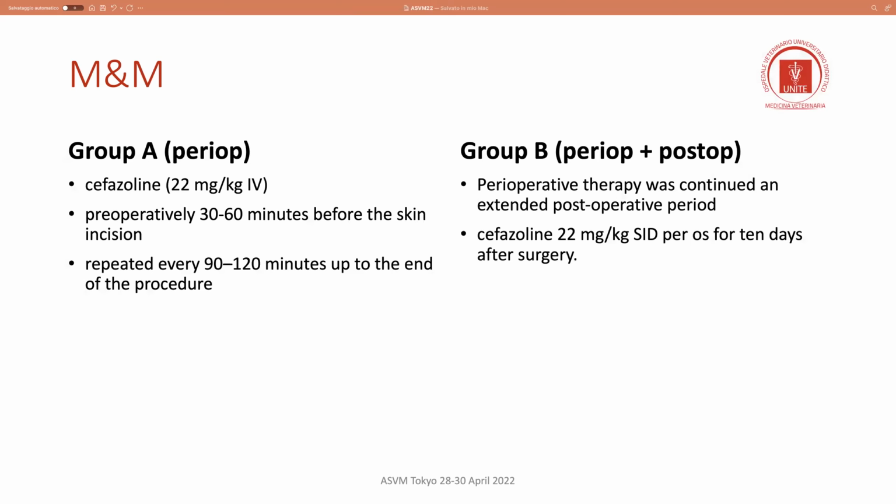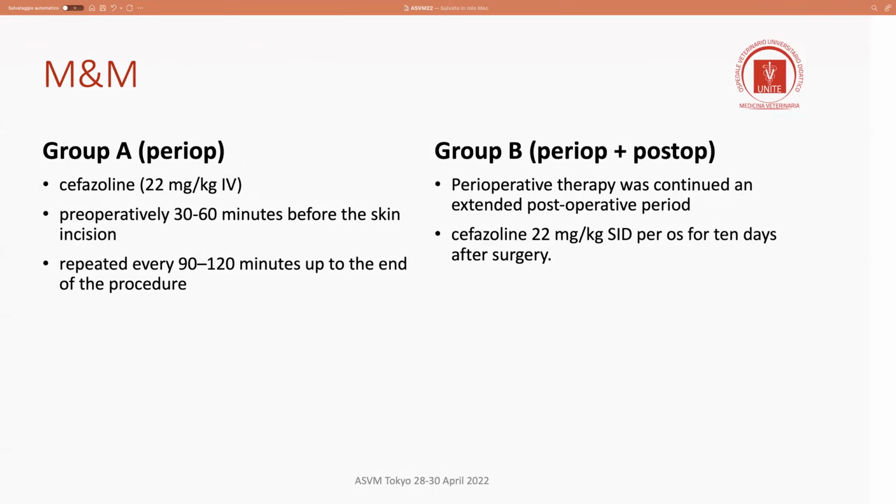Group A, the perioperative group, received cefazolin at a dose of 22 milligram per kg IV, preoperatively 30 to 60 minutes before the skin incision, and then repeated every 90 to 120 minutes up to the end of the procedure, and then stopped. The control group basically received the perioperative treatment that was continued and extended in the postoperative period, always with cefazolin at a dose of 22 milligram per kg per os for 10 days after surgery.